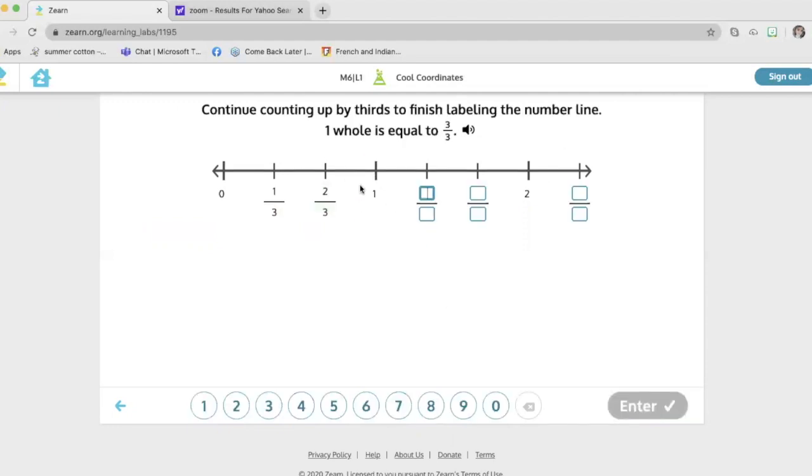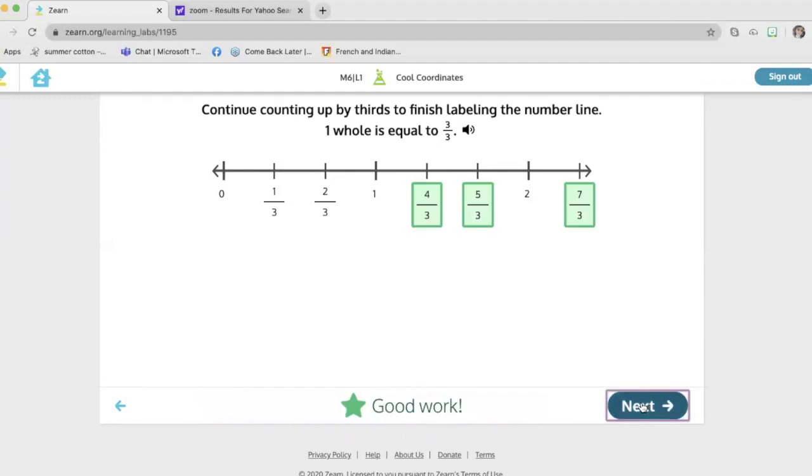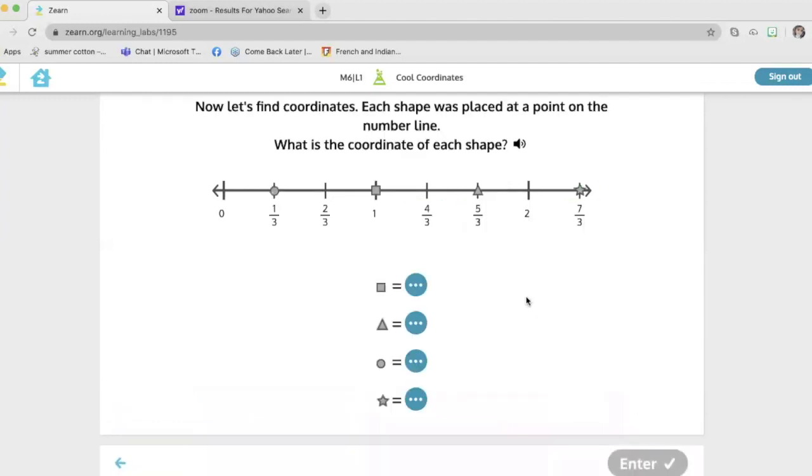1 would be 3/3. Then we would have 4/3, because that would be 1 1/3. 5/3 would be 1 2/3. Then 1 3/3 would be 2, which would be 6/3. And then we have 7/3 for 2 1/3. Sorry, it gets a little confusing.